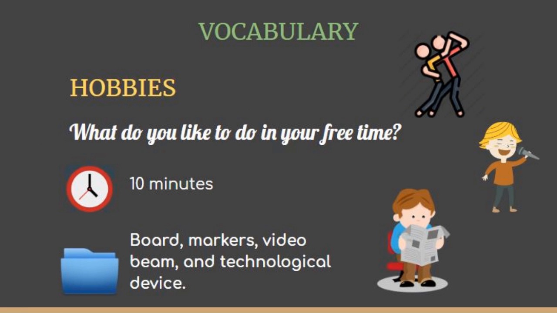After the explanation, we will start teaching them the vocabulary of hobbies. To start, we will write a question on the board: What do you like to do in your free time? First, we will tell them our answers, and with each answer, we will place an image of the reference to the word. Example: I like running, and we will place an image of someone running. Duration: 10 minutes. Material: board, markers, video beam, technological device.